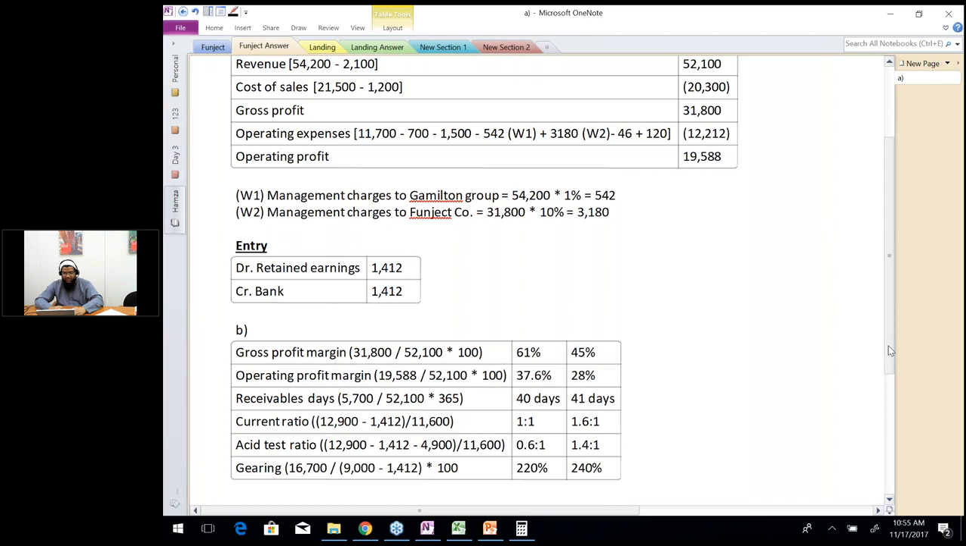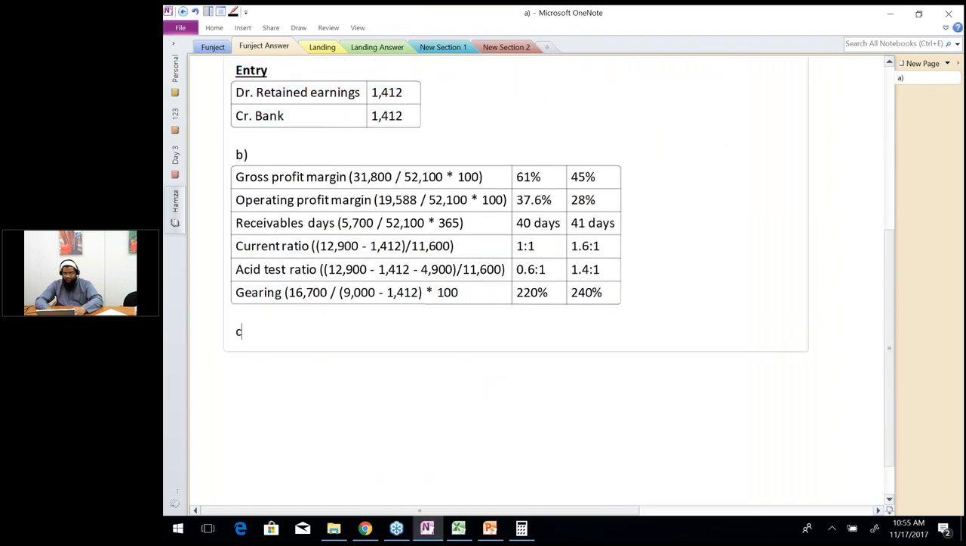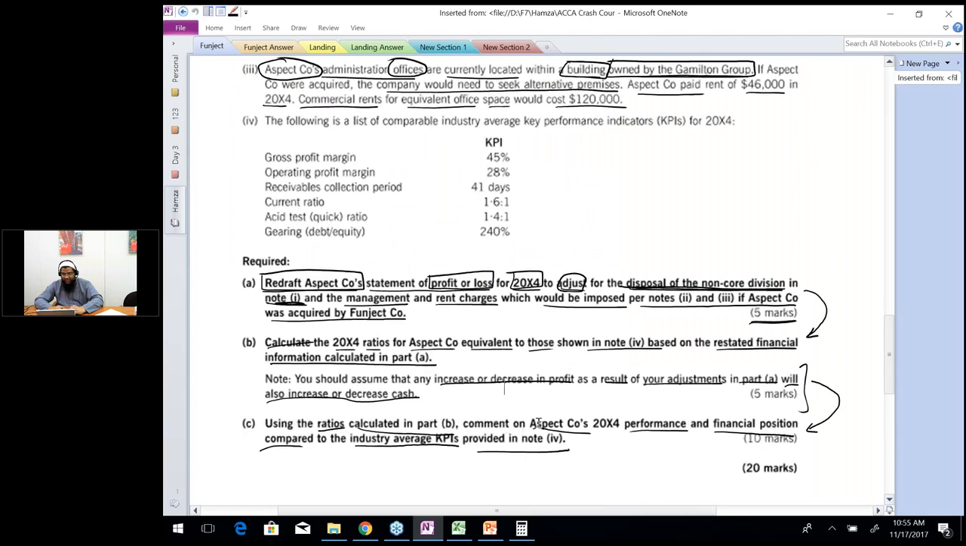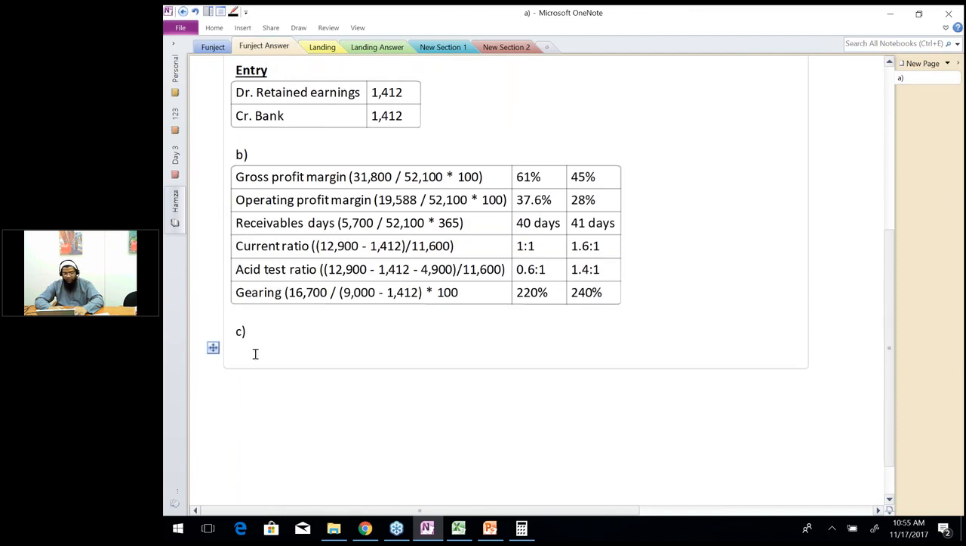Okay, now let's start discussing part C. Part C was that using the ratios that we have calculated in part B, comment on the company's 20x4 performance and the financial position compared to the industry average KPIs provided in note number 4. So now we are going to start the analysis from the profitability ratios. In the exam, you have to write the headings, that I'm calculating the profitability ratios or the liquidity ratios or the gearing ratios.